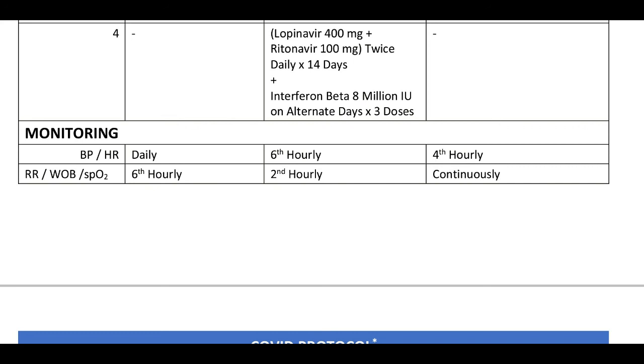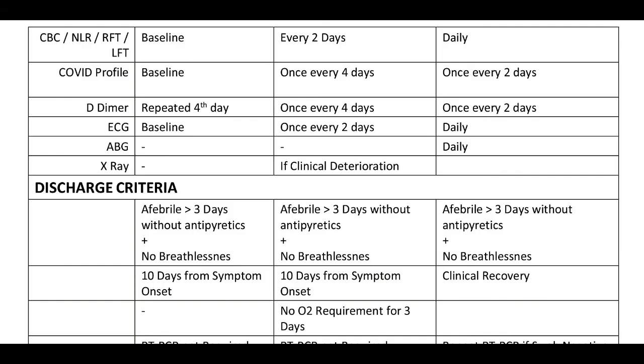Next are the blood investigations and when they have to be repeated. CBC counts have to be repeated every 2 days in moderate and daily in severe. COVID profile once every 4 days in moderate disease, once every 2 days in severe disease. D-dimer has to be repeated on the fourth day in mild and moderate, and in severe on every second day. ECG has to be done every second day in moderate disease, and daily in severe disease. ABG has to be done daily in severe disease.